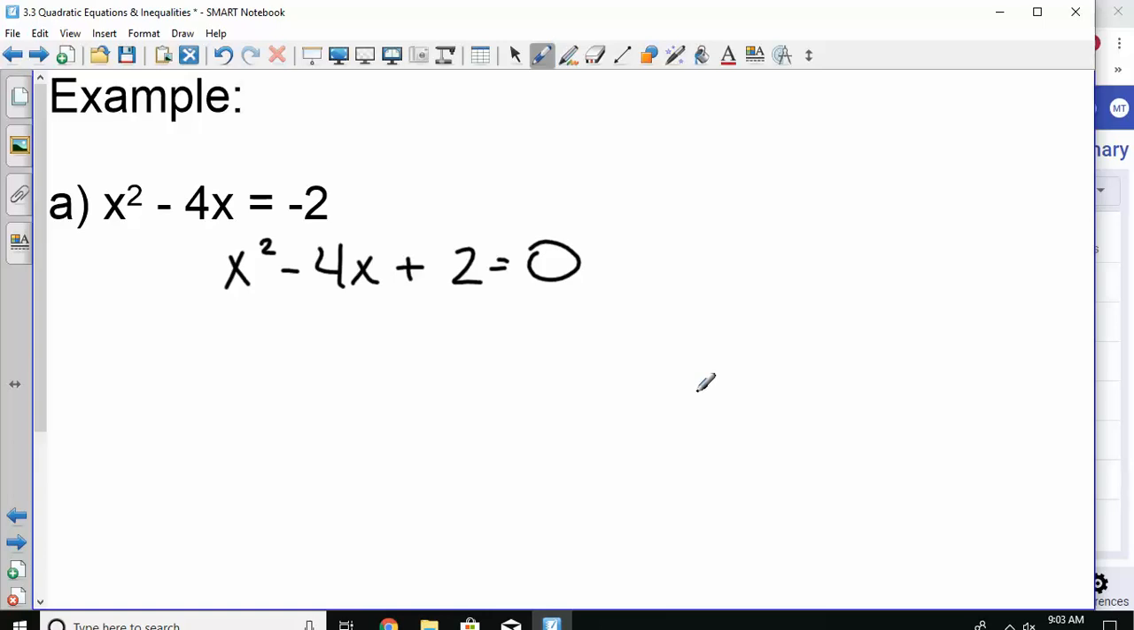If I tried to do box method with this one, would it work? No, there's no numbers that multiply to 2 and add to -4. So box method wouldn't even be an option. Completing the square would work, and it wouldn't be too difficult to do there. We can also do the quadratic formula.